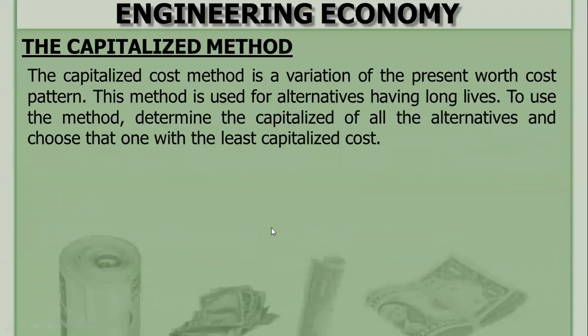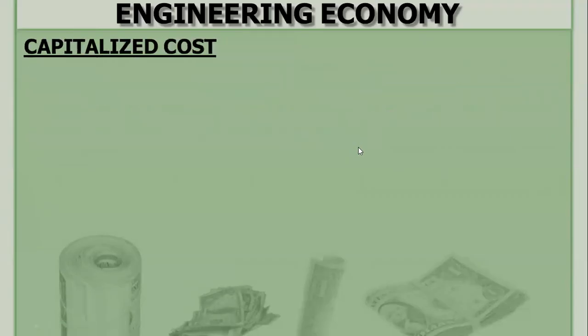The other one is this, the capitalized cost method. The capitalized cost method is a variation of the present worth cost pattern. Similar sa present worth. This method is used for alternatives having long lives. And to use this method, determine the capitalized cost of all the alternatives and choose that one with the least capitalized cost. Okay. To give you an idea, let's review about capitalized cost.